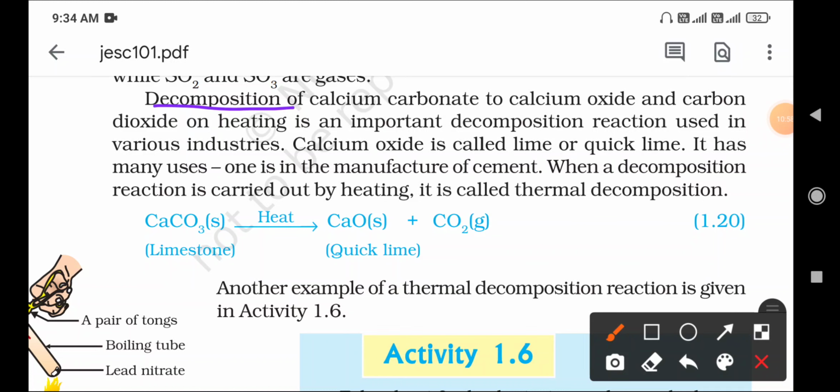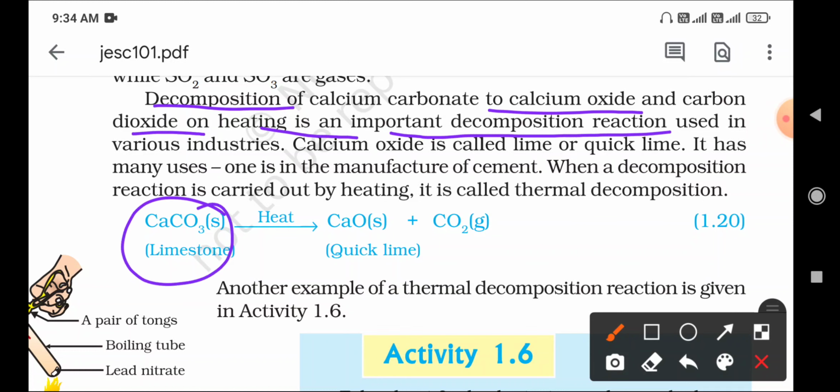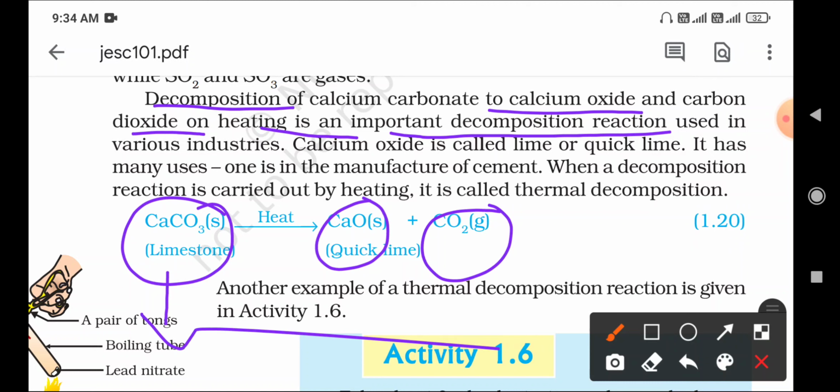Decomposition of calcium carbonate to calcium oxide and carbon dioxide on heating is an important decomposition reaction. Another important example is calcium carbonate, which is called limestone. Again, very important, remember that calcium carbonate is called limestone. When limestone is heated, it gives calcium oxide plus carbon dioxide. This is one type of decomposition reaction. So what is a decomposition reaction? A single reactant breaks down into simpler forms.